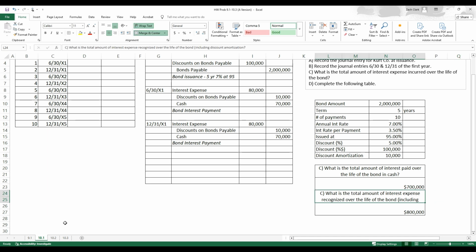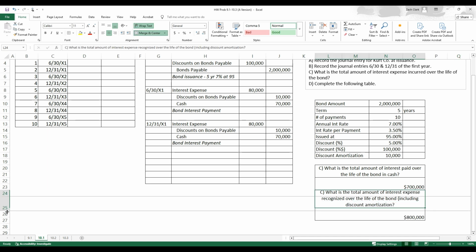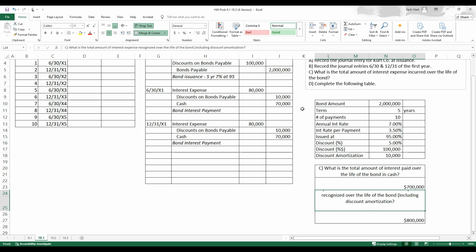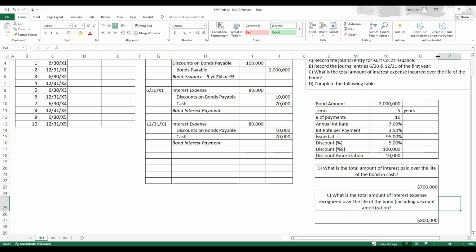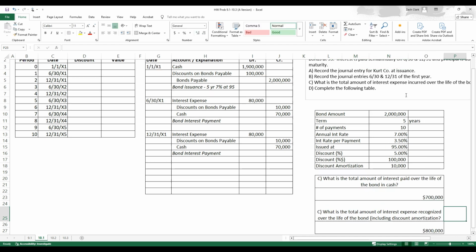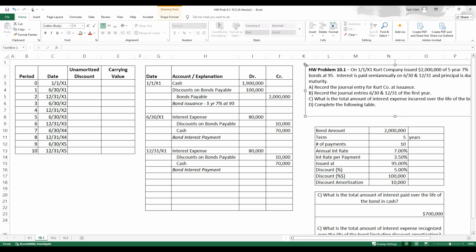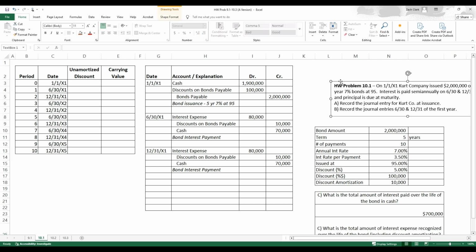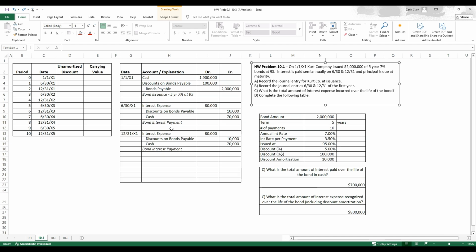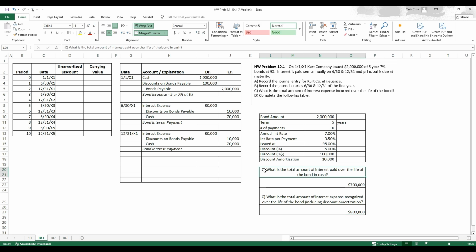So those are two different sort of things, and hopefully that makes sense, because what we're doing is increasing our interest expense every period to account for that amortization. I've got to zoom out. Okay, this thing's getting crazy. There we go. So here, I'm just going to call this C1, and then down here we're going to call this C2.